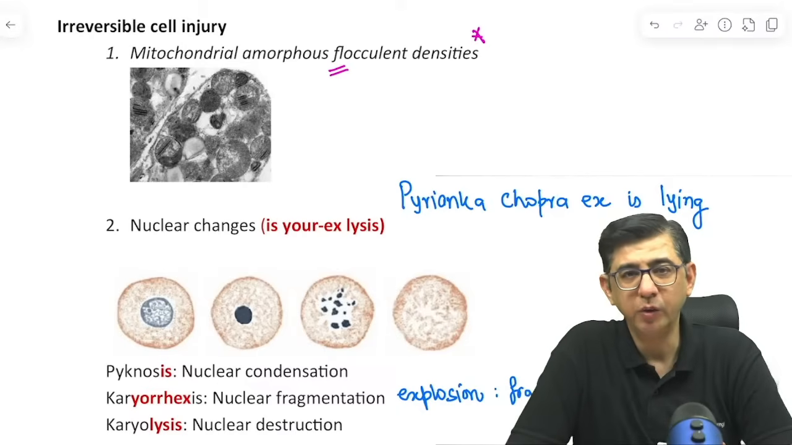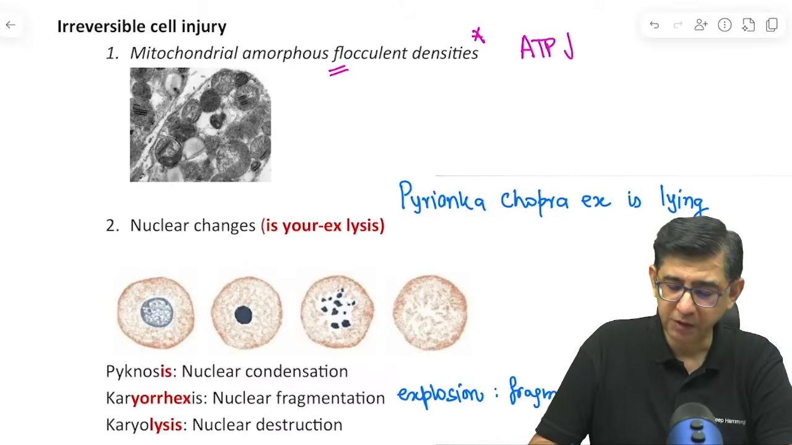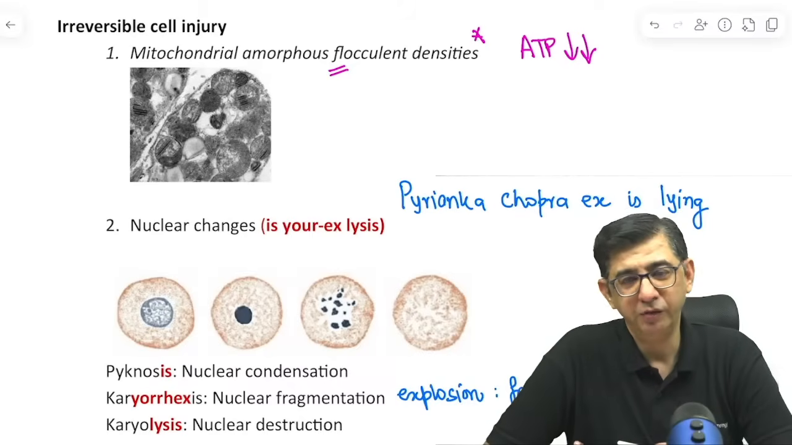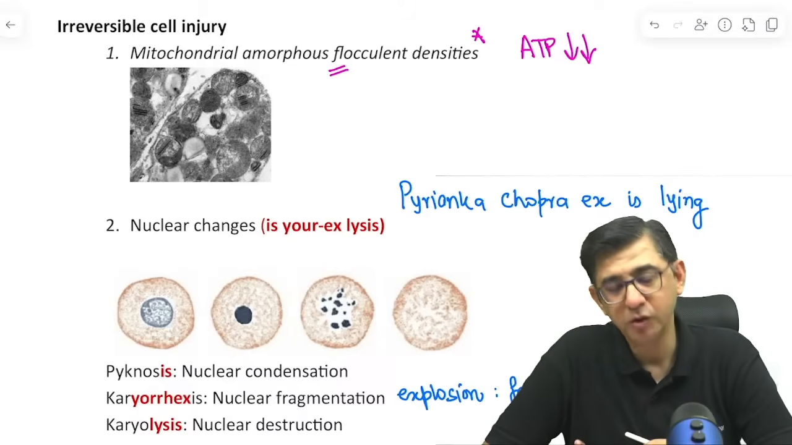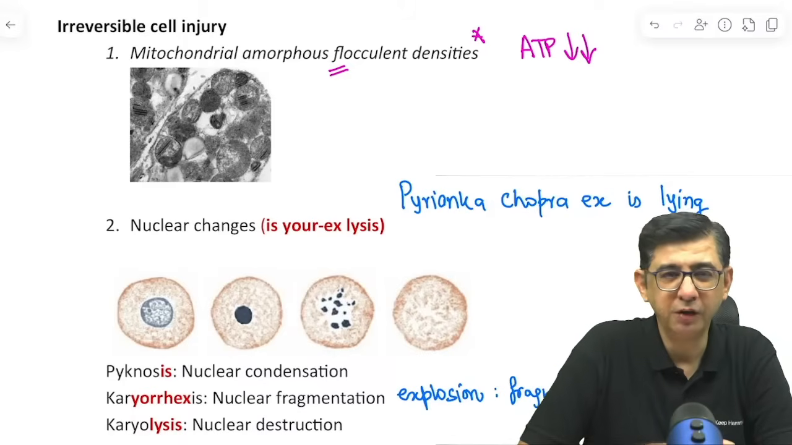nuclear changes that would be occurring. ये जो माइटोकॉन्ड्रिया is the powerhouse of the cell, so if you are having amorphous densities in the mitochondria, the ATP production is deep down in the shed, and if ATP production is zero, then the cells would suffer from irreversible injury and the nuclear changes would also be happening. Now nuclear changes can be remembered whichever way you are okay with.